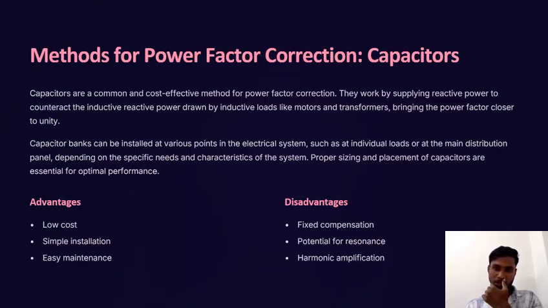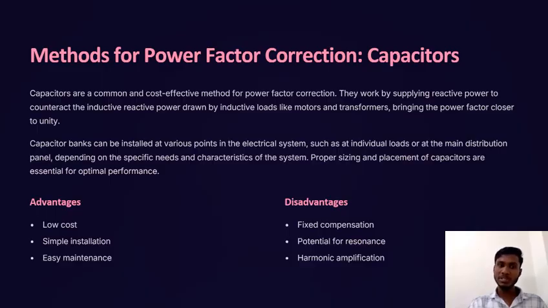The first method is by using capacitors. Capacitors are a common and cost-effective method for power factor correction. They work by supplying reactive power to counteract the inductive reactive power drawn by inductive loads like motors or transformers, bringing the power factor closer to unity. So these capacitors supply the reactive power to compensate for the power drawn by loads like motors or transformers, so that the power factor can be close to unity. It means the power factor is maximum.